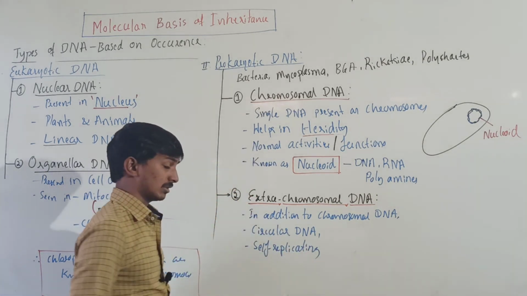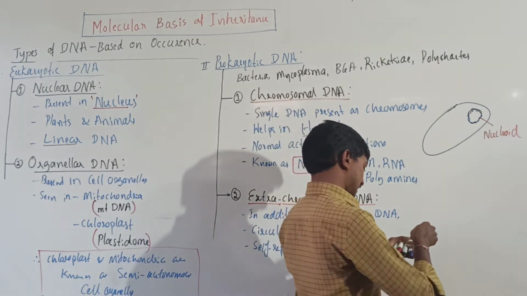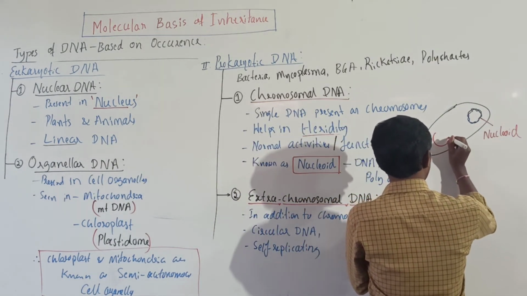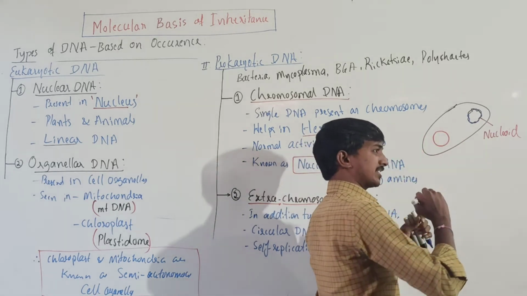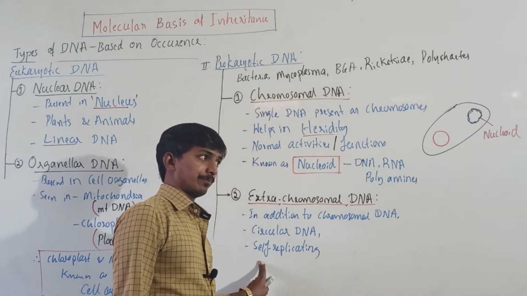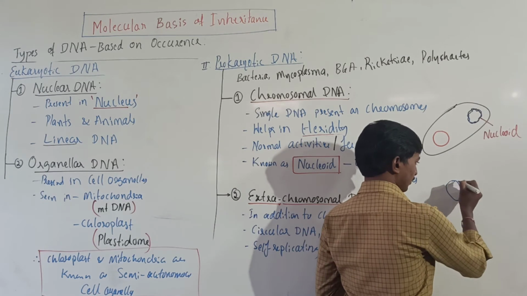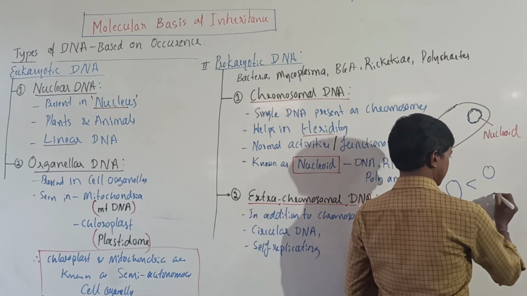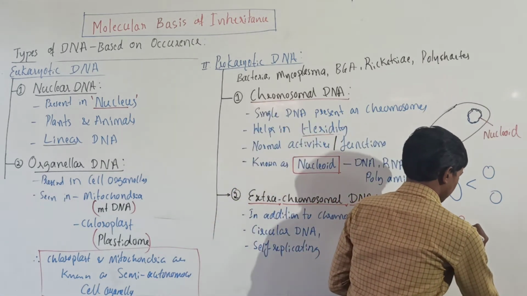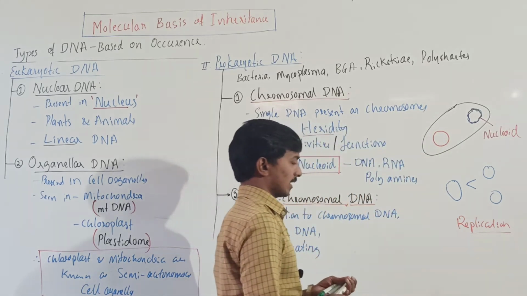What does this mean? Circular means the DNA is round, the two ends are fused. Self-replicating means one copy of the DNA forms two copies. The process is known as replication.